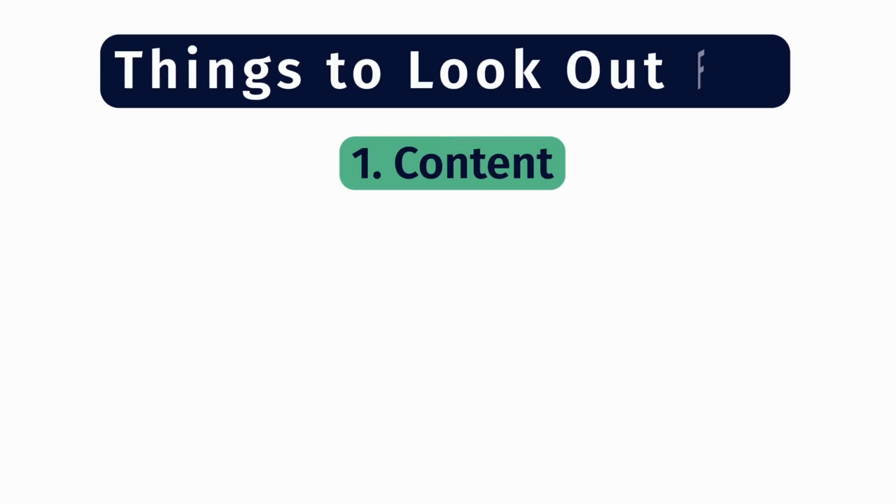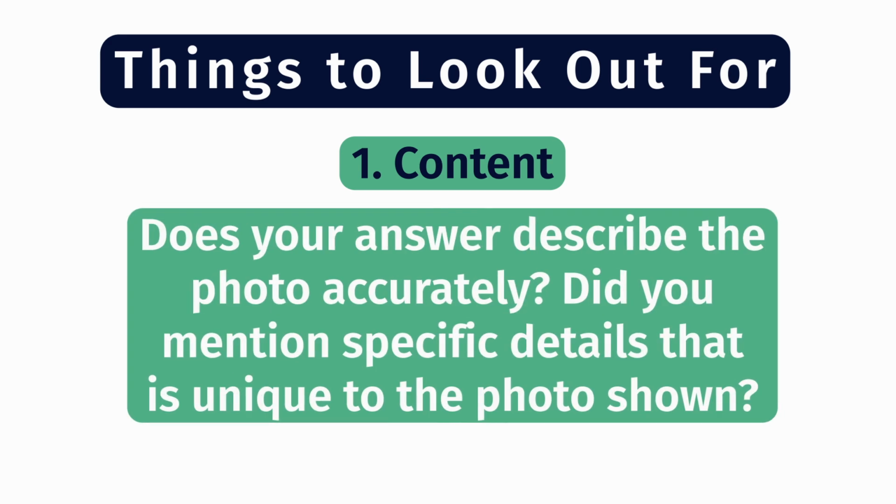Now let's talk about the different things that the DET is looking for if you want to get a high score. So remember, this part of the exam is marked by AI, and they're going to be looking at 4 main areas of your English. The first thing is content. Is your answer well developed? Does it have detail?